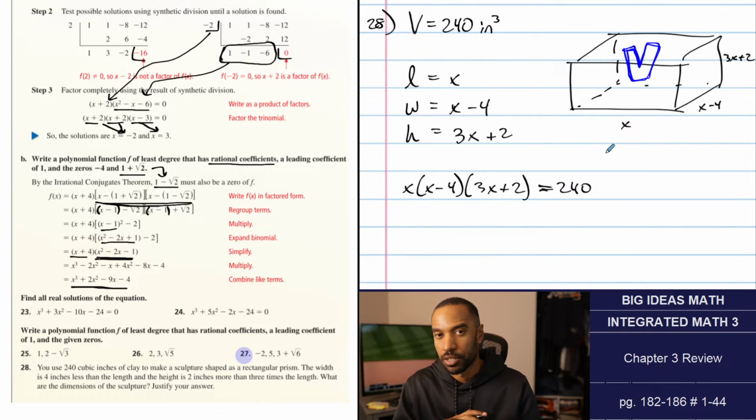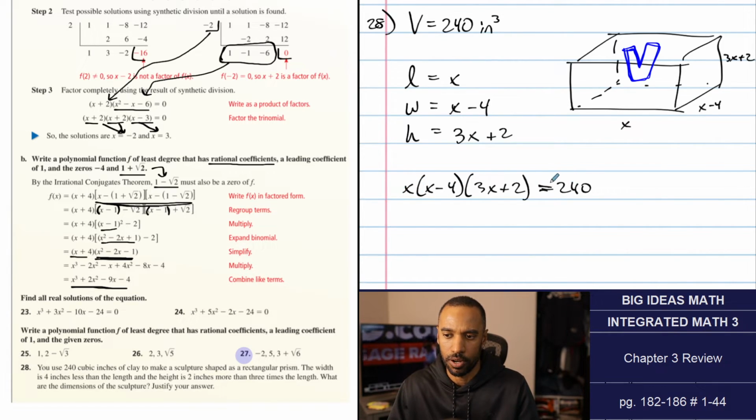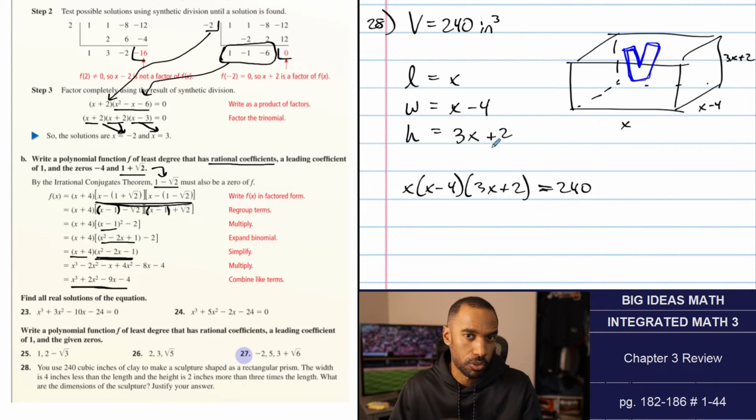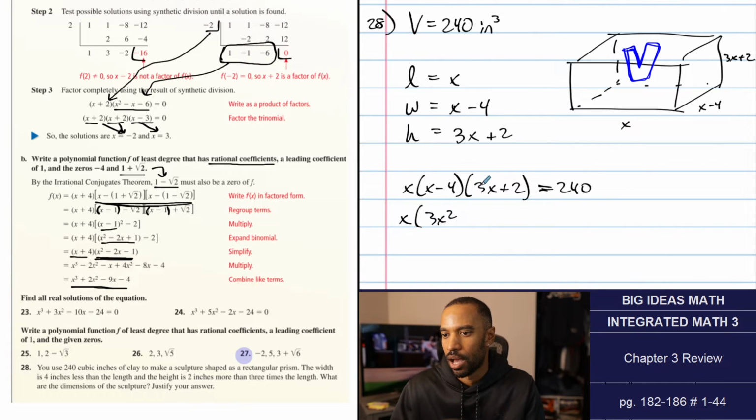Now, these are factored, but it's not a product that equals 0. So we can't use zero product property here. We can't say either this equals 240 or this equals. No, we got to set it equal to 0 and then refactor or whatever we have to do to solve it. Maybe even rational root theorem. I don't know what this multiplies to. Let's start by expanding out. Let's actually multiply these two first. Keep the x on the outside. We'll get 3x squared minus 12x plus 2x is minus 10x and then minus 8.